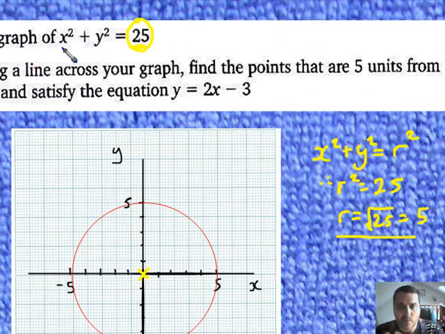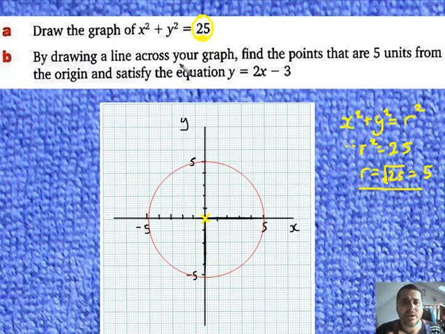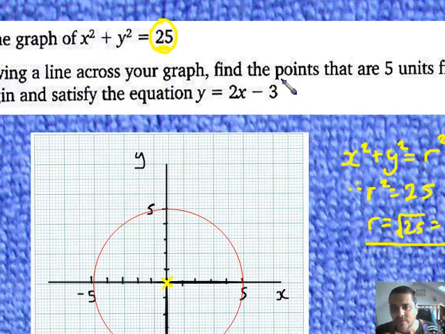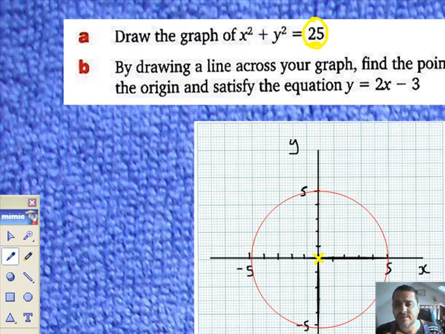Circles do have equations. There it is. That's how it works. The x and y values are related as follows to the radius as seen. Hence the radius here is 5 because the root of 25 is 5. It says by drawing a line across your graph, find the points that are 5 units from the origin and satisfy the equation y equals 2x minus 3. In other words, plot the graph x squared plus y squared equals 25. Done it with my compass. And I've got to satisfy the equation y equals 2x minus 3.